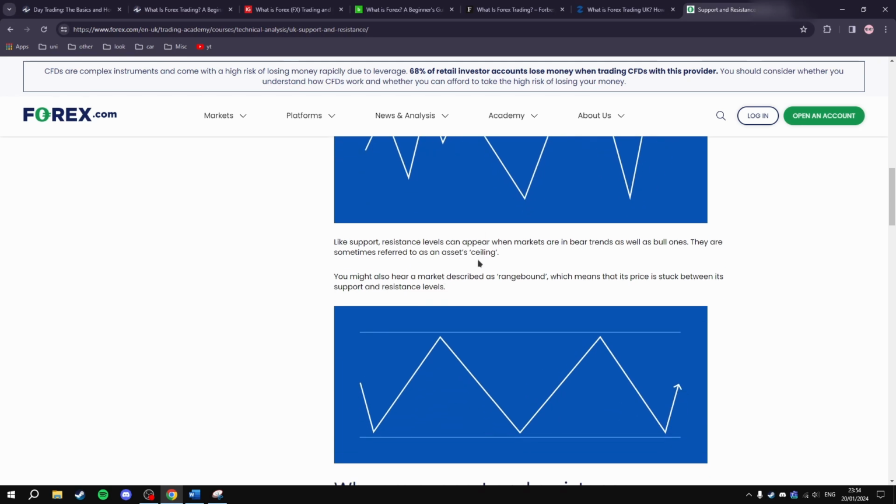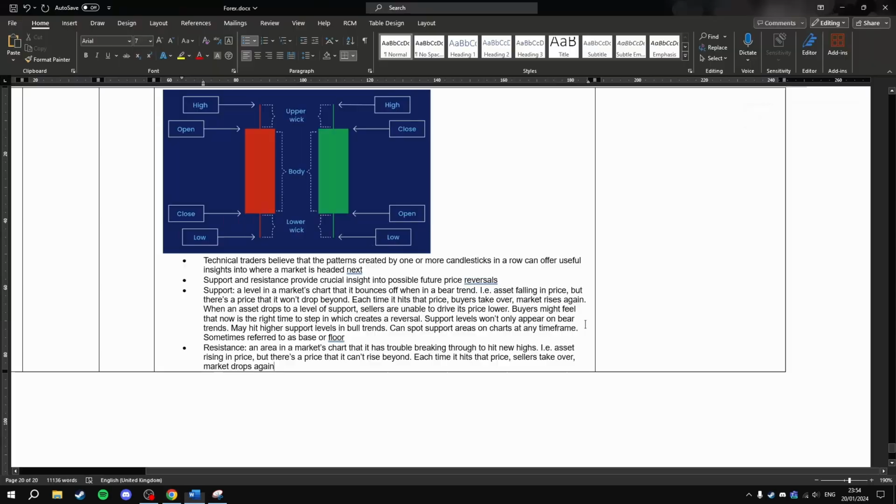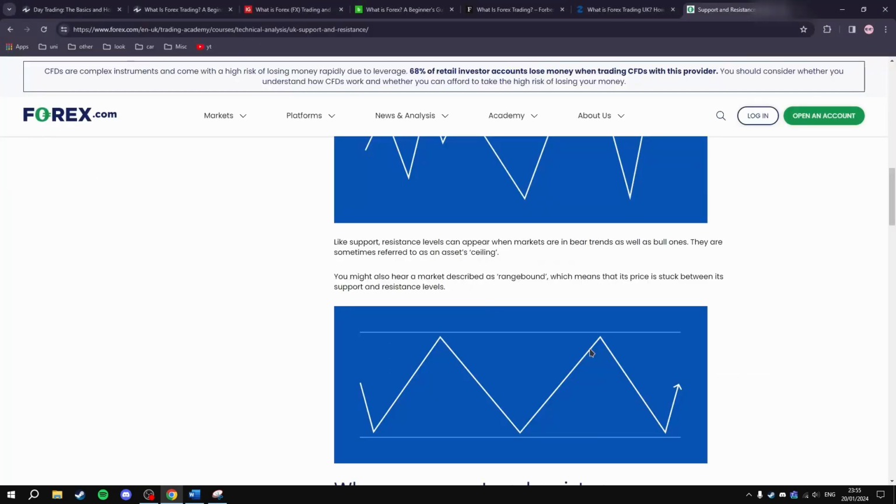Like support, resistance levels can appear when markets are in bear trends as well as bull ones. They can appear in both bear and bull markets. They are sometimes referred to as an asset ceiling.